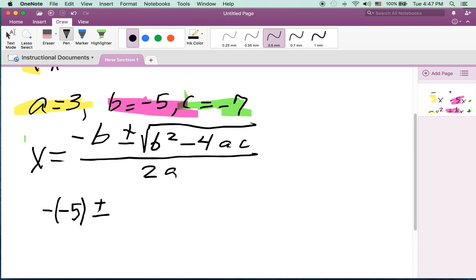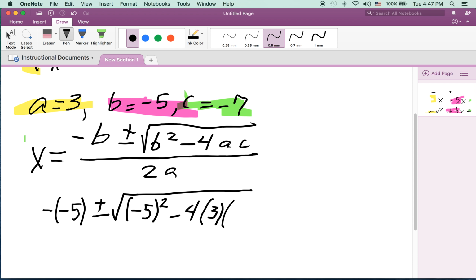Okay, so we got minus 5, plus or minus the square root of negative 5 squared minus the product of 4, and that will always be 4, it's part of the formula, times 3, which is a here, and times negative 7. And this all remains under the radical. And all divided by 2a, and here a is 3.